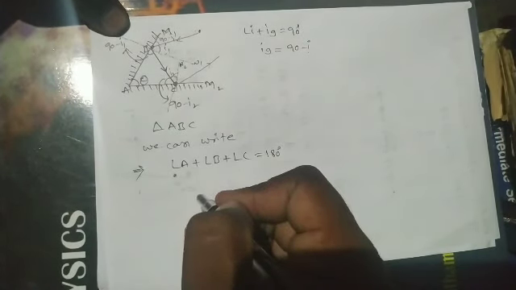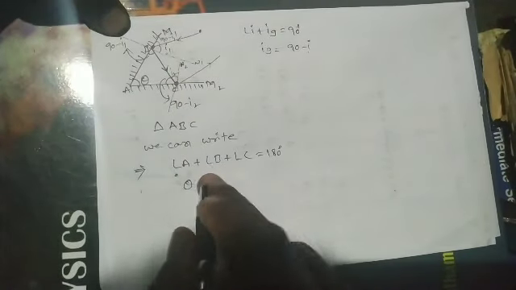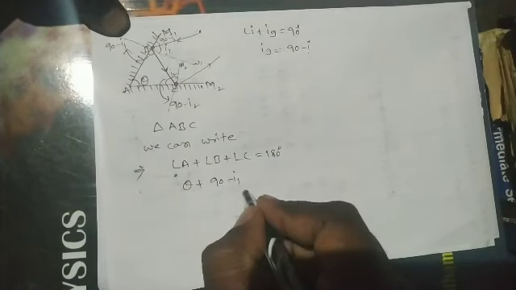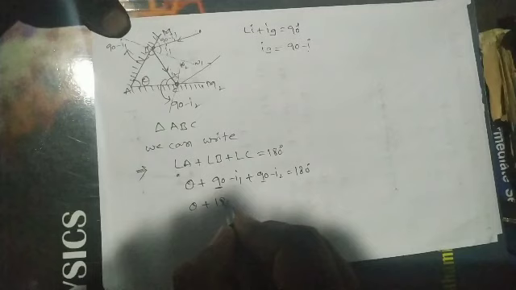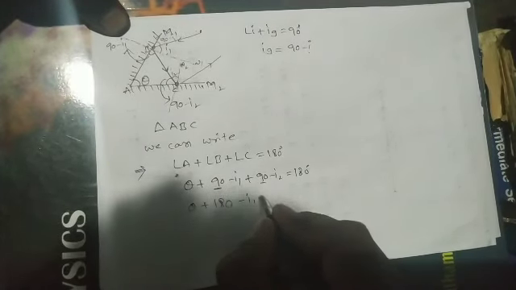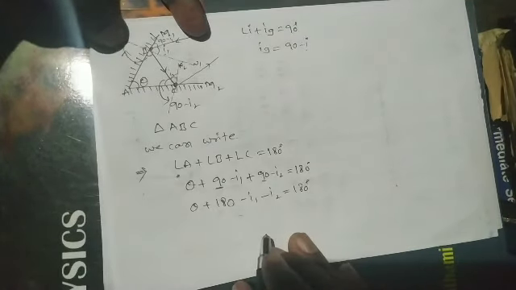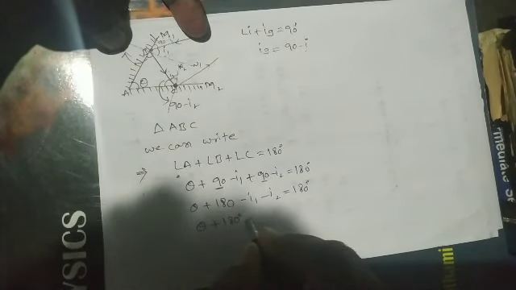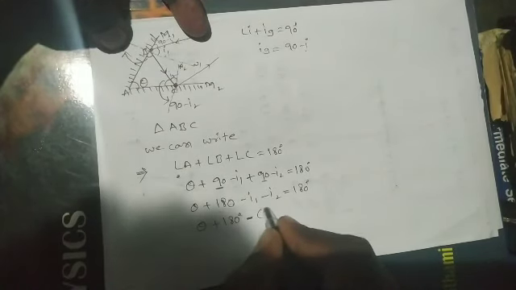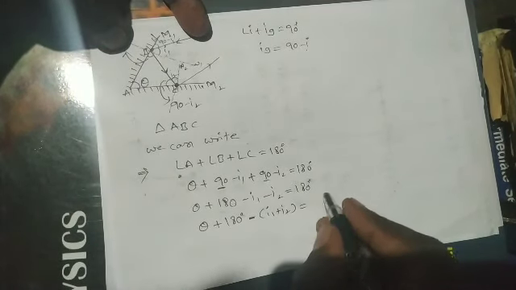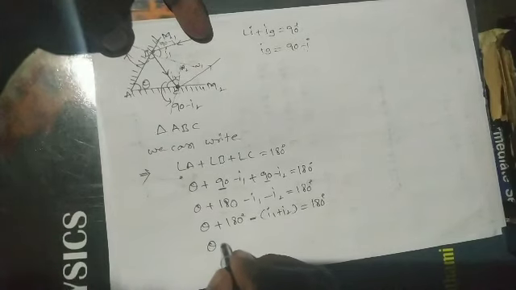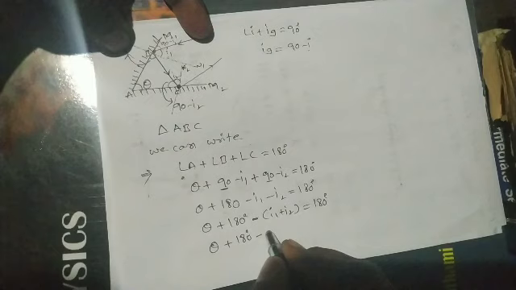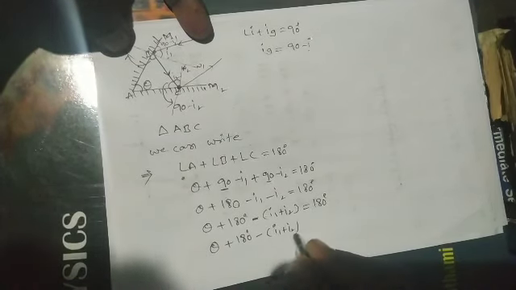According to the triangle property, angle A plus angle B plus angle C equals 180 degrees. Angle A is theta, angle B is 90 minus I1, and angle C is 90 minus I2. So theta plus 90 plus 90, which is 180, minus I1 minus I2 is equal to 180 degrees. Taking the minus sign common, theta plus 180 degrees minus (I1 plus I2) is equal to 180 degrees.